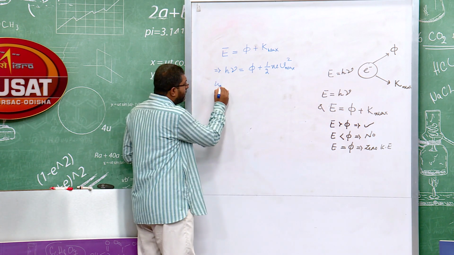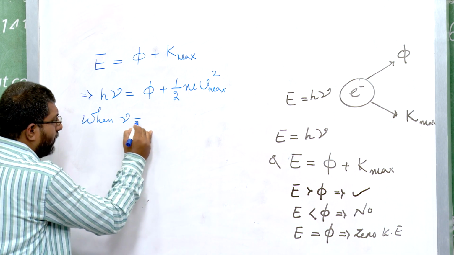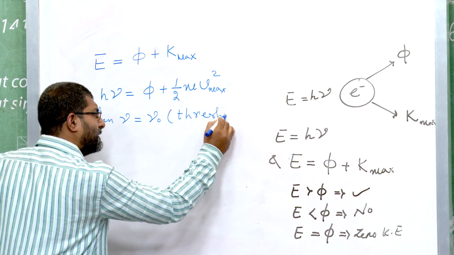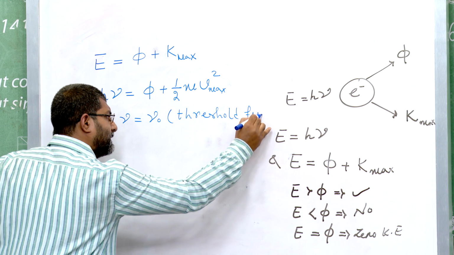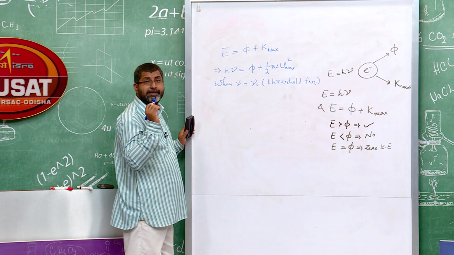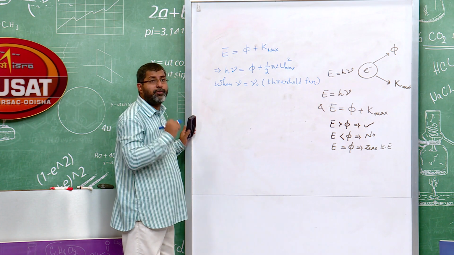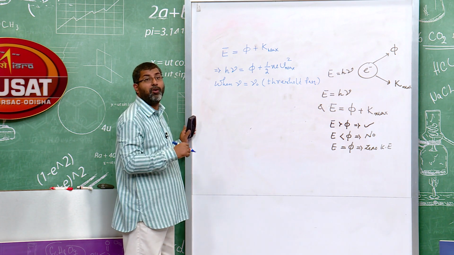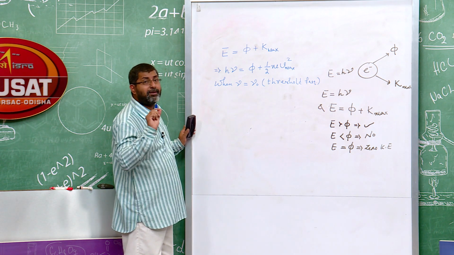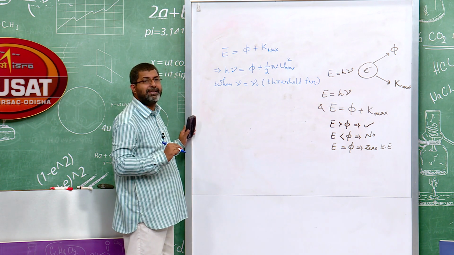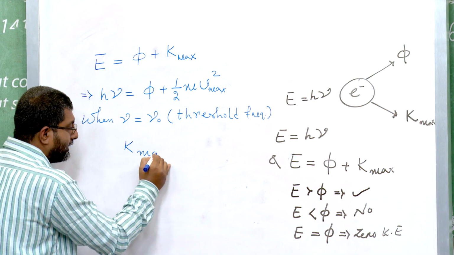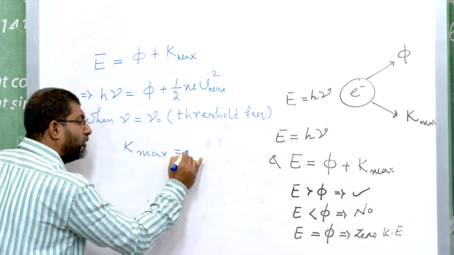When nu equal to nu 0, and what is this nu 0? This is the threshold frequency. And what is threshold frequency? This is the minimum frequency below which no electron emission occurs, or in other words, the minimum frequency at which electron emission just occurs with 0 kinetic energy. So, we can write when nu equal to nu 0, K max equal to 0.